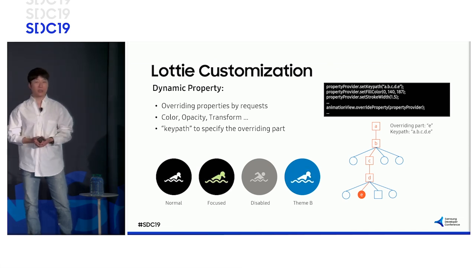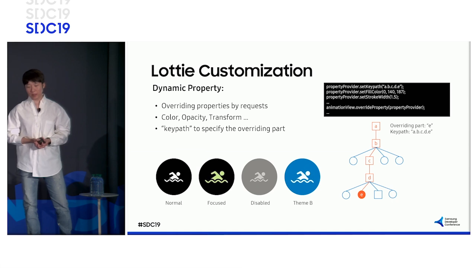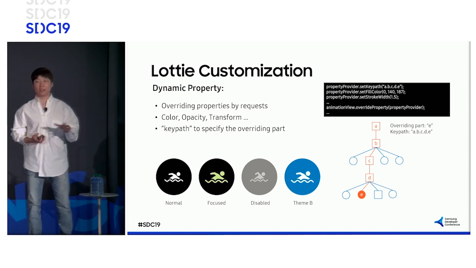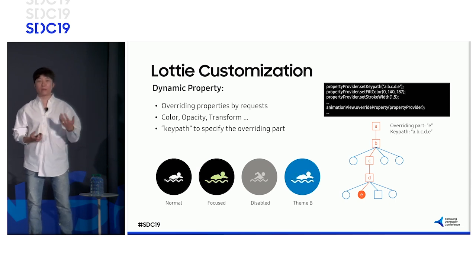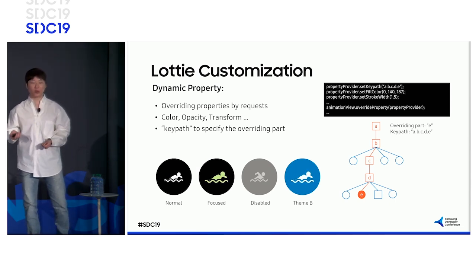That means this key path name should be discussed and confirmed in advance between the designers and developers so that developers know which nodes are allowed to customize. Thus, designers can specify the key path name for the component in After Effects, and developers can use this key path name in the program stack.